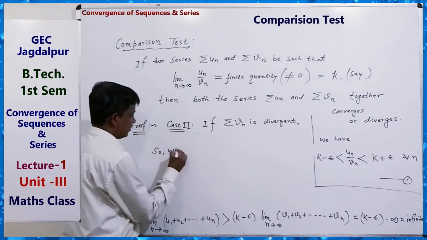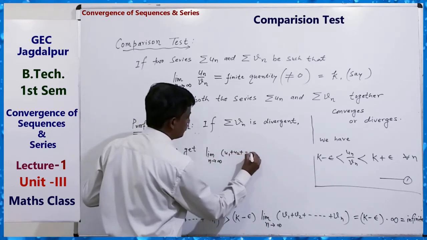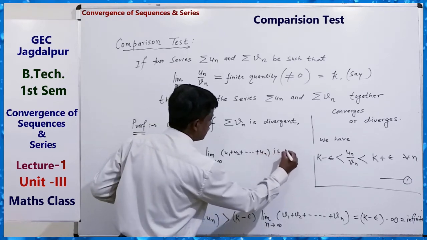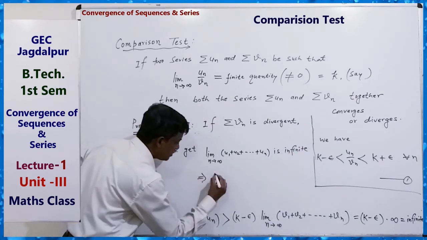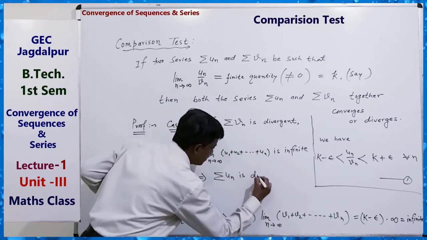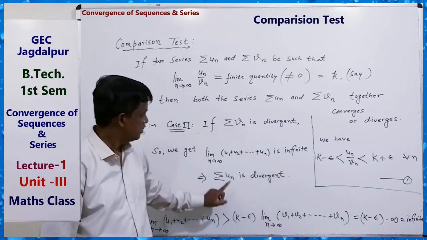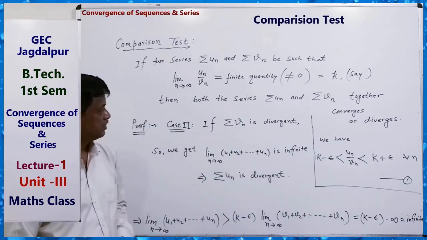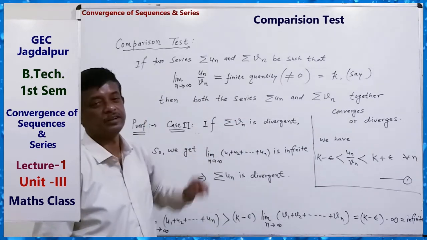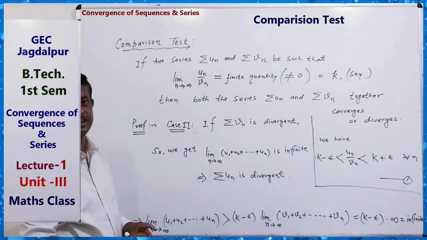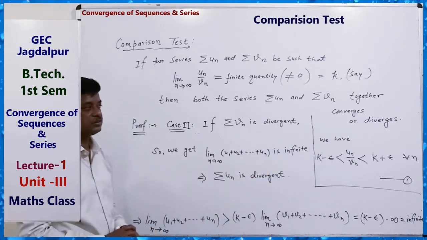So we get limit n tending to infinity u1 plus u2 up to un is infinite. This implies it is divergent. Okay. So if Vn is divergent, then un is also divergent. Clear? Here we use this relation. This comes from where? This limit. So if this condition is satisfied, then both series converge together or diverge together. Okay, so this is the comparison test.